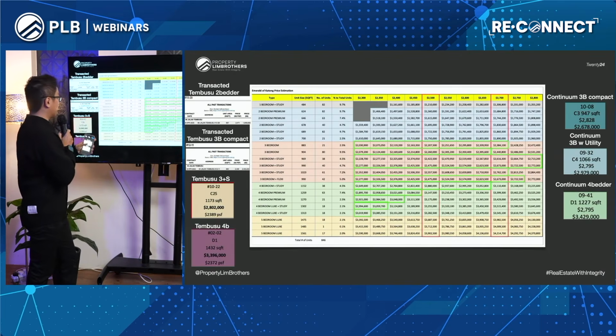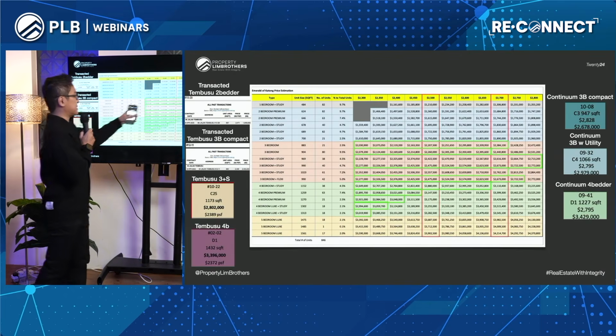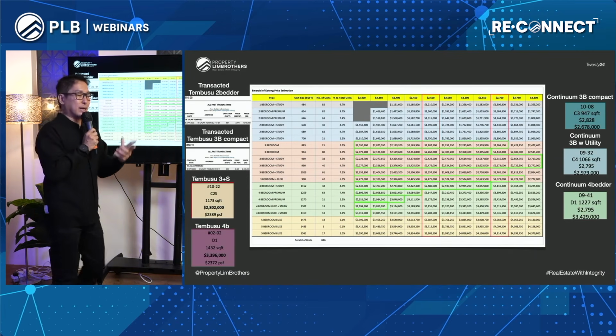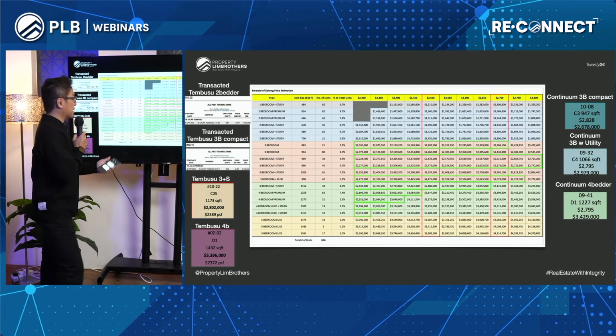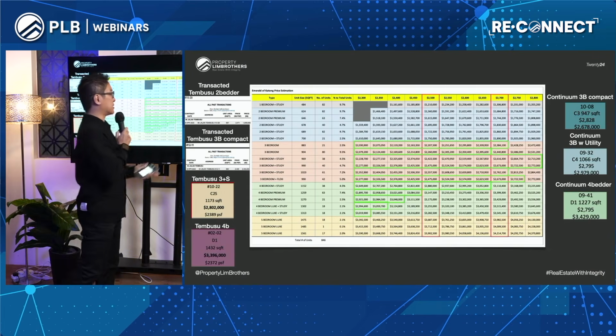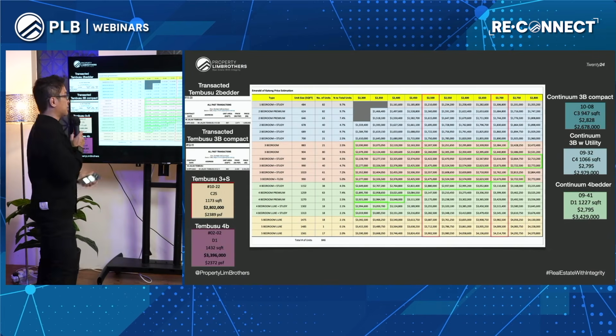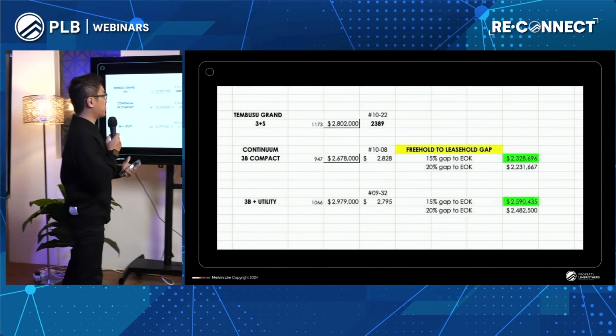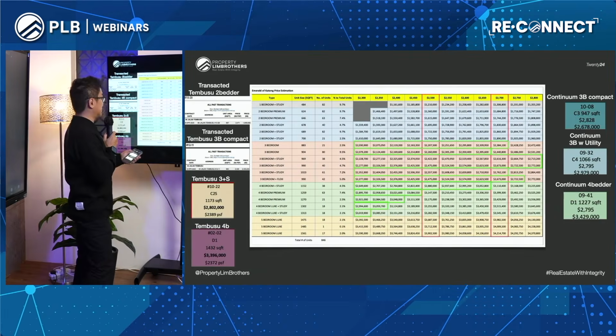So if you look at it, sometimes it is the quantum itself that must make sense when you are looking into a particular project and also a particular unit size. There's a comparison between Tembusu and Continuum in terms of the overall quantum price. If you need more details on this, kindly reach out to our PLE consultants. We can give you this chart, which is over here.